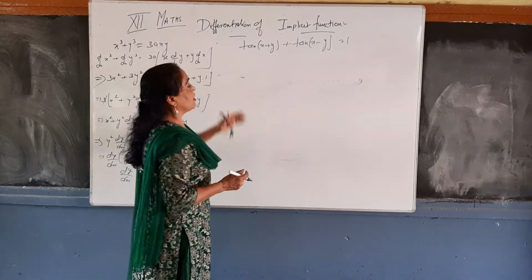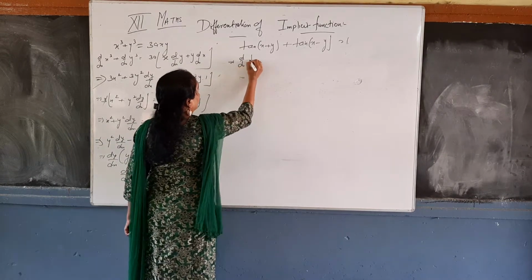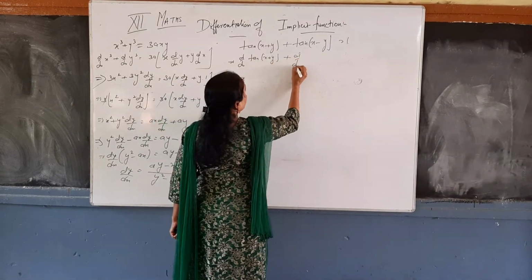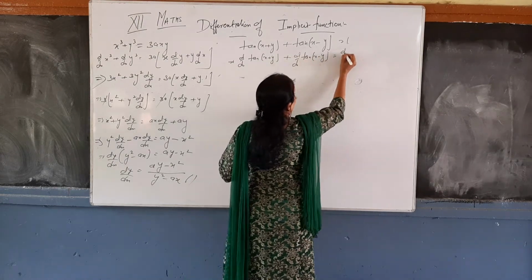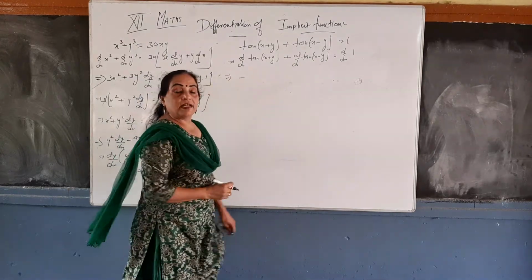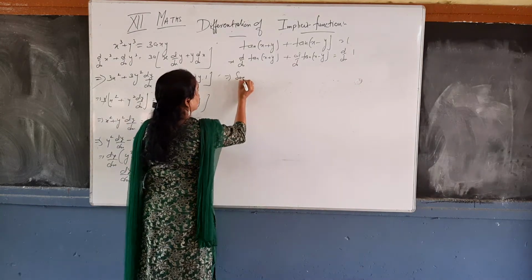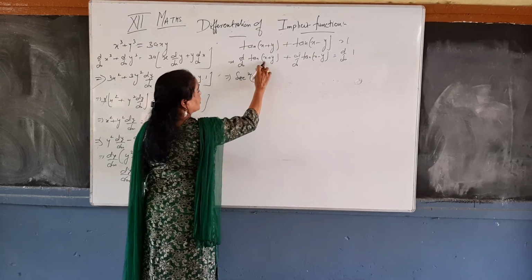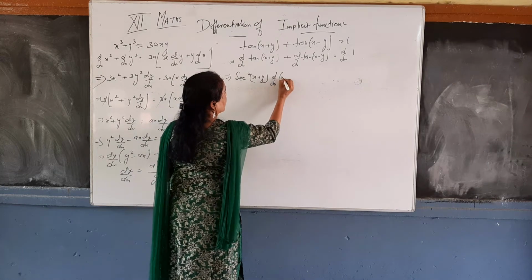Now we know that the differential of tan x is sec square x. So here d by dx of tan x plus y plus d by dx of tan x minus y is equal to d by dx of 1. Now differentiate this. The differential of tan x is sec square x, so we will get sec square x plus y. Since it is a function here, x plus y, we have to differentiate that also: d by dx of x plus y.